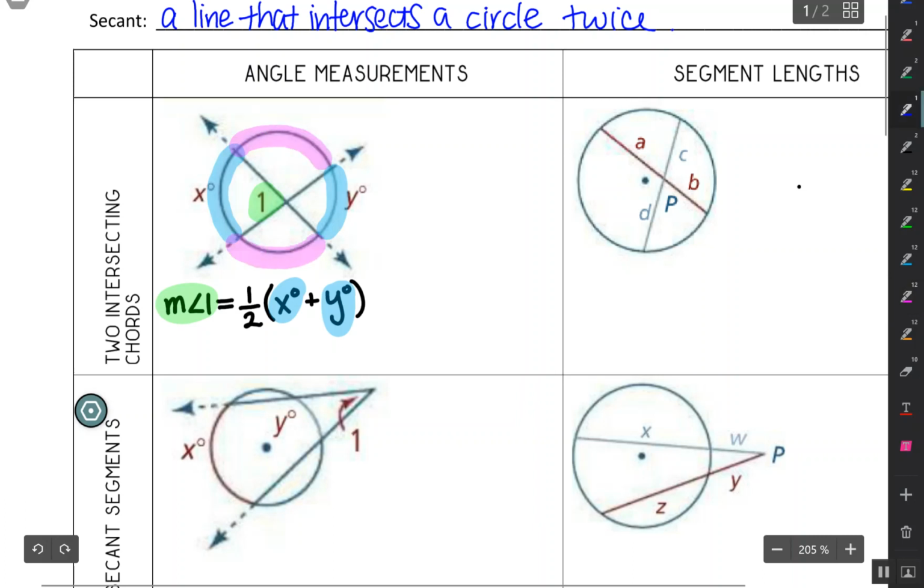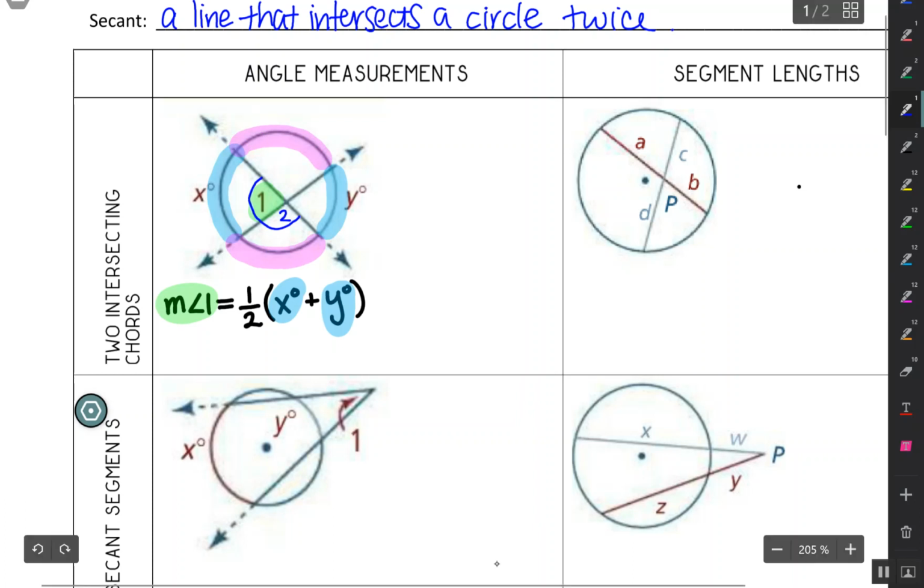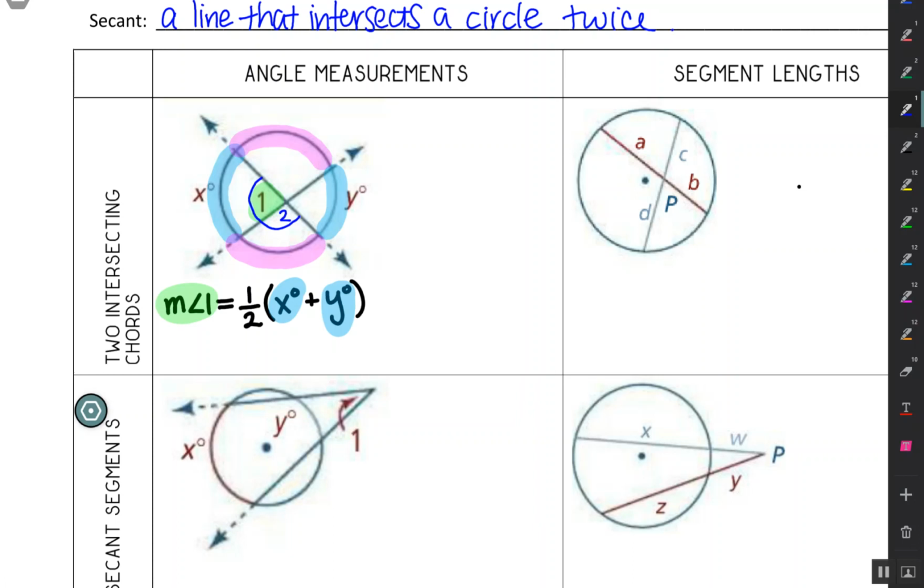Some extra things to keep in mind here is that you could be doing these two. If you found the average, I guess, of those two, you would find, we'll say, angle 2. And angle 1 and angle 2 are supplementary. They make a linear pair. So sometimes you might have to use that fact to find some arc or angle in the picture.